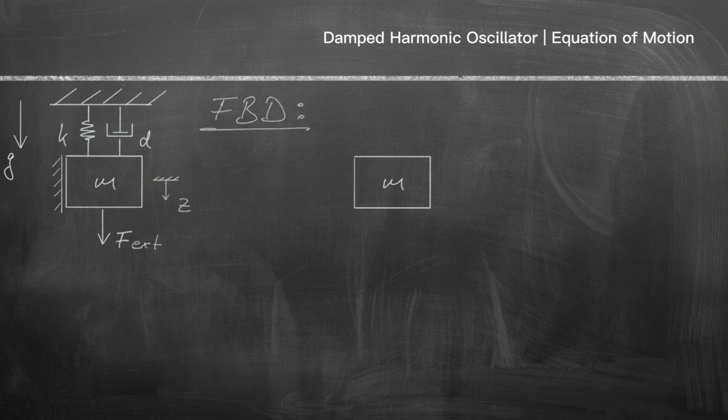Let's start with the spring force. The spring force is given as F_k equals minus k times z. The minus sign appears because we draw the force arrow in the positive direction, but when the mass moves downwards, the spring is stretched. The restoring spring force acts upwards. Therefore, we obtain minus k times z.